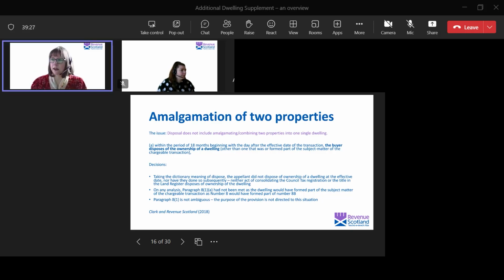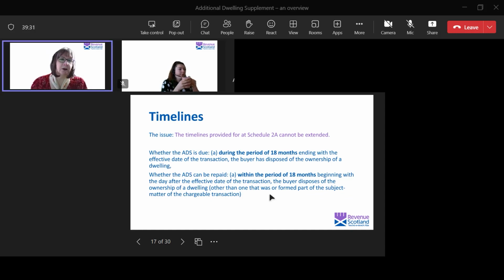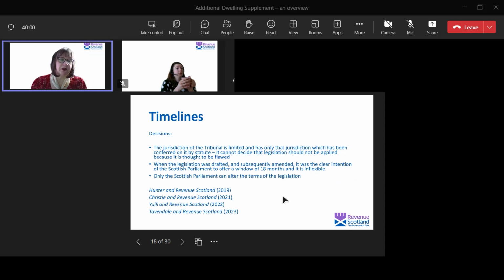So if we can just move on to the timelines. The timelines we have in the schedule are 18 months. But please note that 18 months was extended to 36 months if the effective date fell between the 24th of September 2018 and 24th March 2020 due to COVID provisions. Outwith these dates, however, there is no flexibility to the 18-month timeline. The area that changed for the COVID provisions was under 8B, subparagraph 2. It just changed the repayment conditions, whether the ADS can be repaid. Condition A was changed to 36 months.